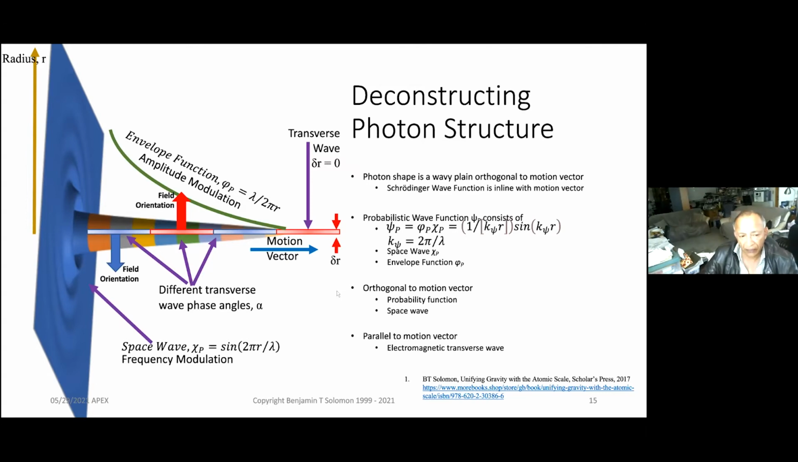But electrons have a mass, so it's a little bit more complicated, but this is the basic structure of what particles should look like.